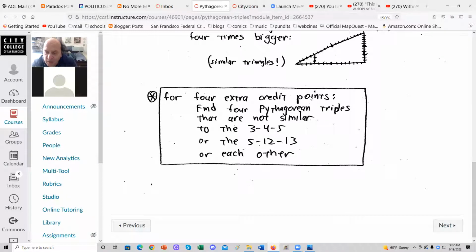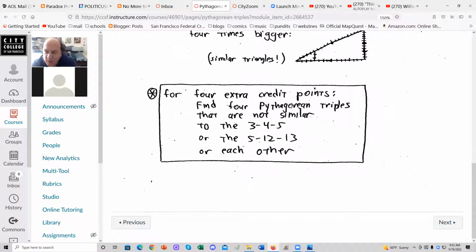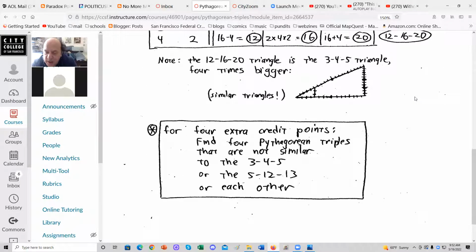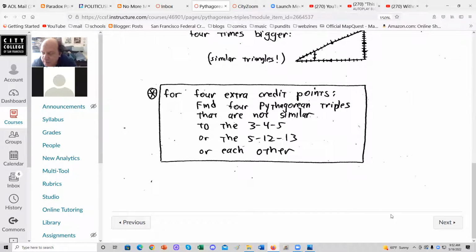For 4 other points, find 4 Pythagorean triples that are not similar to the 3, 4, 5, or the 5, 12, 13, or each other. So I will not accept 12, 16, 20, or let's say a 10, 24, 26 triangle. But if they're not similar to each other or those two, then each of those would be worth a point. Okay.